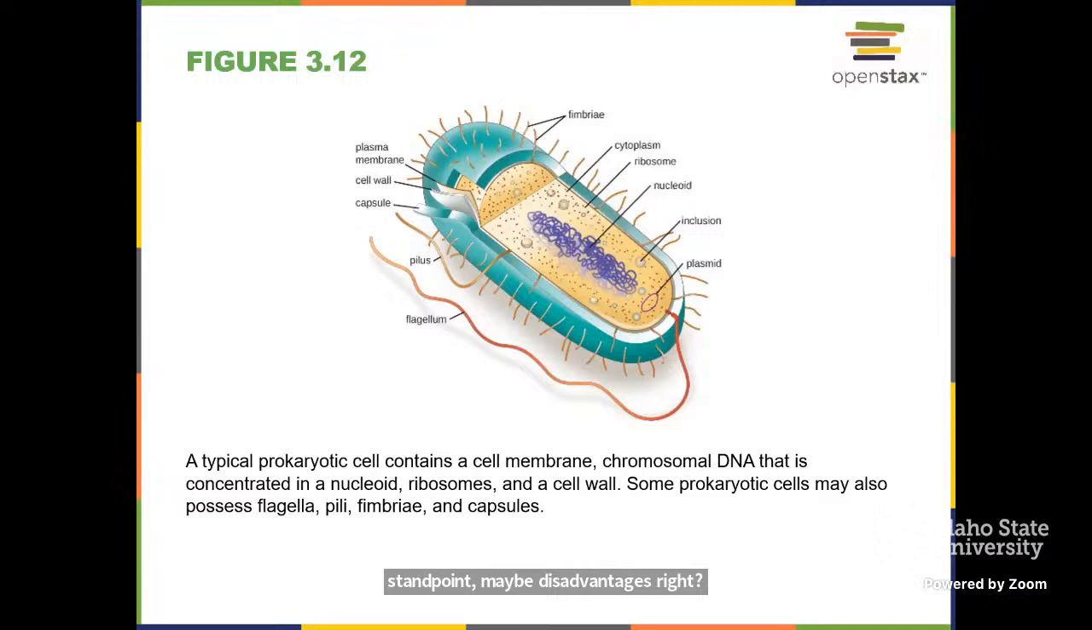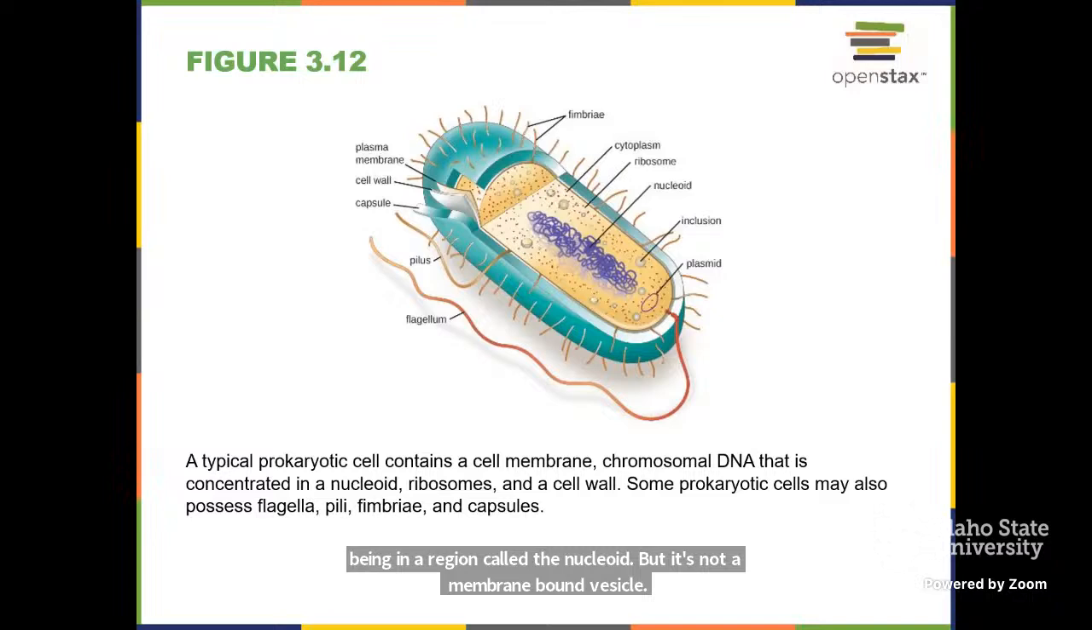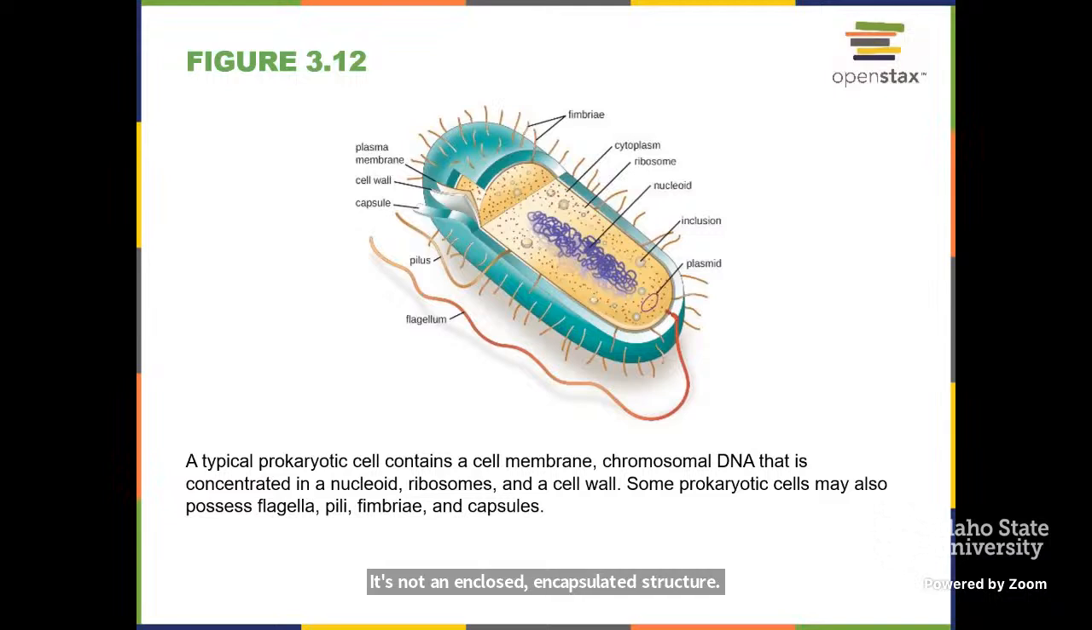So typically when we think about our prokaryotes, they've got a cell membrane. Their chromosomal DNA is circular, a single chromosome, and it's oftentimes described as being in a region called the nucleoid, but it's not a membrane-bound vesicle. It's not an enclosed, encapsulated structure. It's just kind of in the middle of the cell, all right? Technically, there are some features when we think about the genetics, helping the DNA get partitioned to opposite ends as it's trying to replicate, but we're not going to focus on that right now.